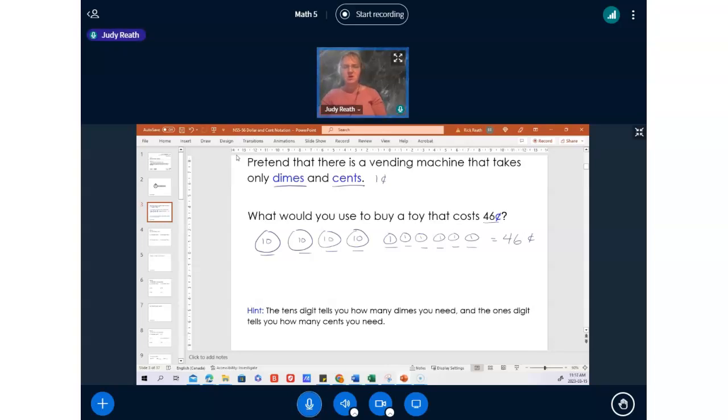Okay, so notice here you really need to know how much dimes are worth and how much pennies are worth. They say cents, should have said pennies, but that's all right. So dimes are worth 10 cents, right?